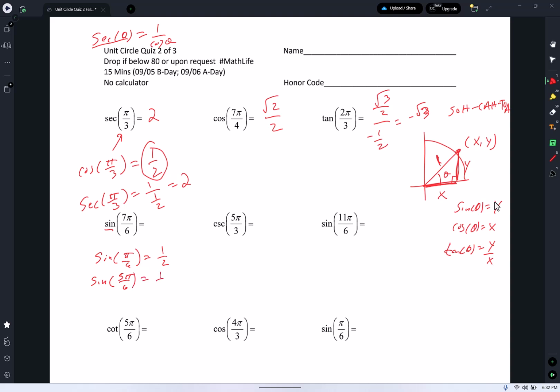Sine of 5 pi over 6 is a half. Because I'm in quadrant 2 for 5 pi over 6, the y value in quadrant 2 is positive. Sine of 7 pi over 6, that's the one I have here. That's in quadrant 3, so it's going to be a negative half. You just got to think about it. And the same thing, sine of 11 pi over 6, that's also a negative half.